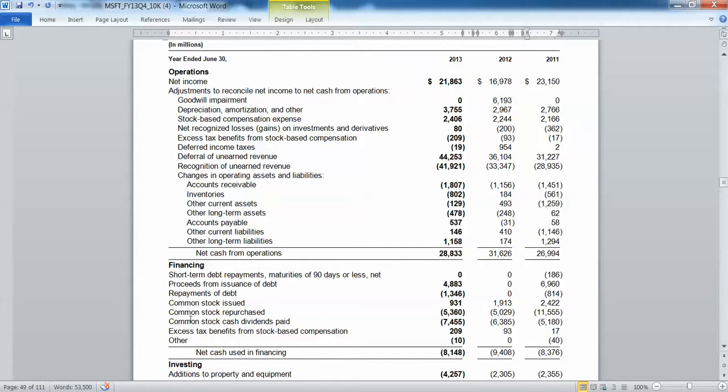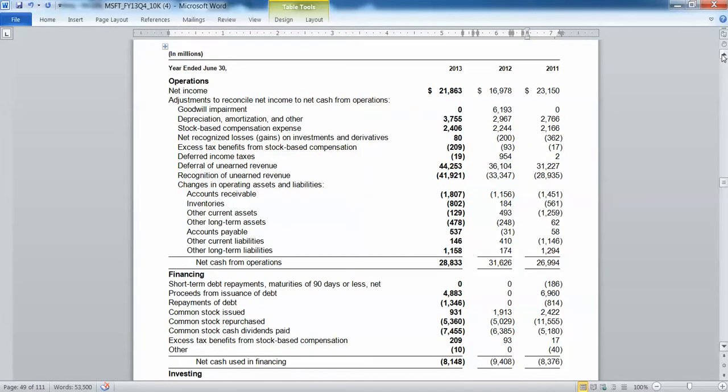We're going to have common stock repurchased. We go out and we buy back stock from our stockholders. We're paying them cash, so that's a cash outflow shown in parentheses. We're paying dividends to our stockholders, cash flowing out of the company shown in parentheses. So that's how accountants use parentheses: subtractions, negative numbers, or cash outflows.